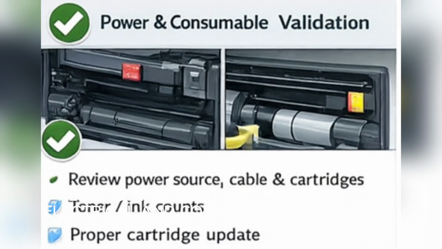Tier 3. Step 4. Electrical and consumable validation. We also need to do an electrical and consumable validation. Verify the power supply, the power cable, and the toner or ink compatibility. Make sure the cartridge is installed properly. Basic electrical issues can sometimes mimic complex failures.